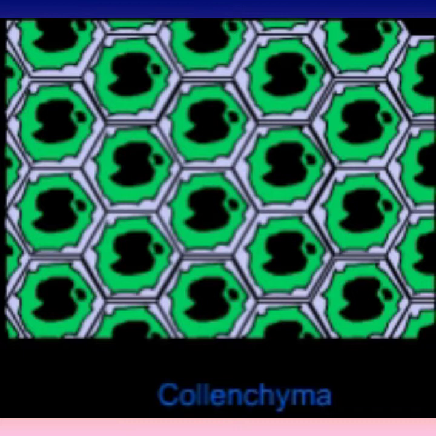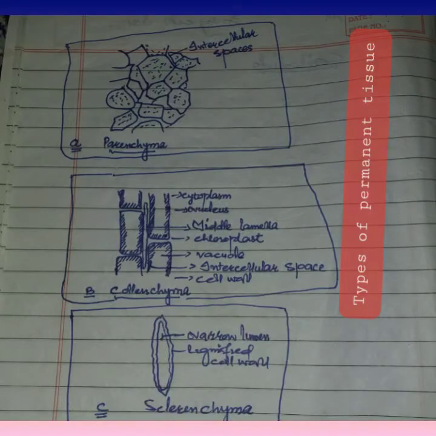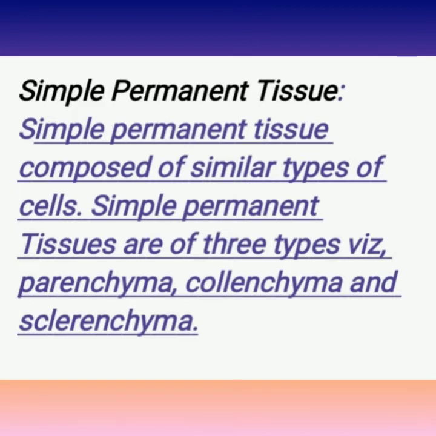Now there is a second type of simple permanent tissue. The second type of permanent simple tissue is collenchyma. The students, the flexibility in plants is only due to collenchyma. Collenchyma is second type of simple permanent tissue. It allows easy bending in various parts of the plant.